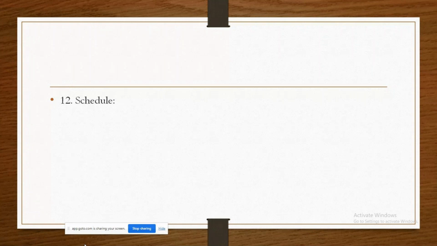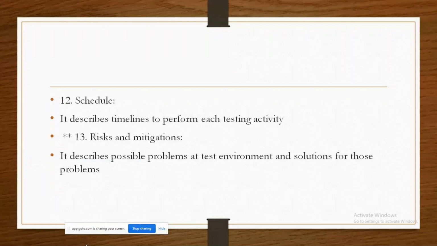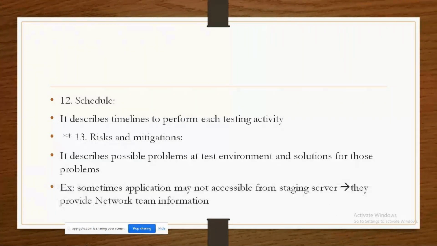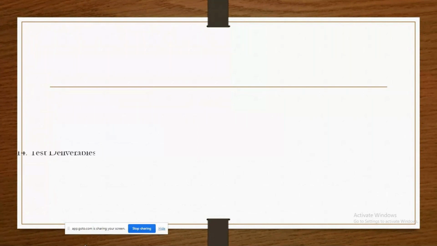Risk and mitigations: possible problems at the test environment, and what are the solutions for those problems. Sometimes the application may not be accessible from the staging server, then to whom we need to concern. If you got some issue when we are going to read the requirement documents, to whom we need to ask for clarification. This kind of information will be given.